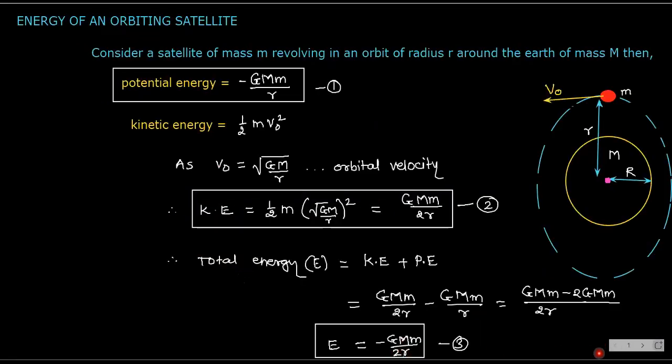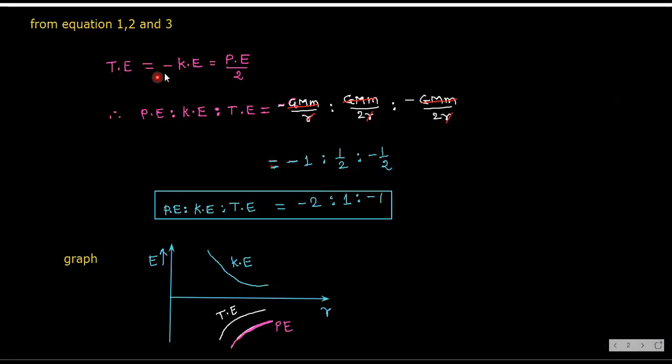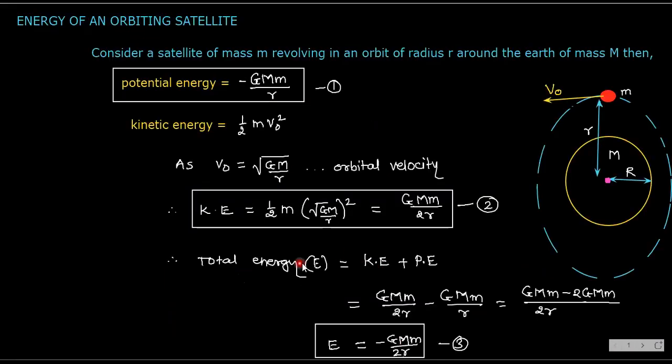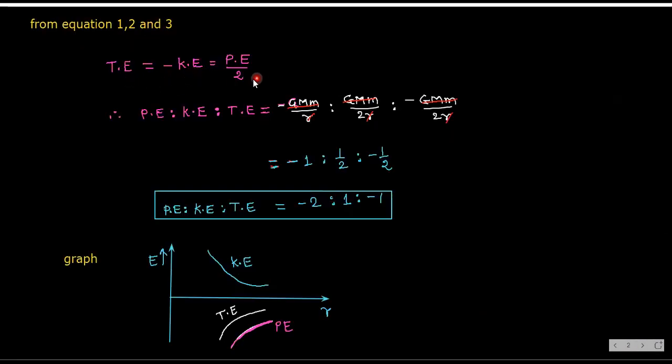Minus GMm by 2r. Kinetic energy is what? Kinetic energy you can see is GMm by 2r. This is positive. So I just have to substitute and multiply with minus, then these two you will get plus and this is minus. And here it is just GMm by r. That's why I am getting 2 in the denominator. This is the relation between T, K and P from equations 1, 2 and 3.